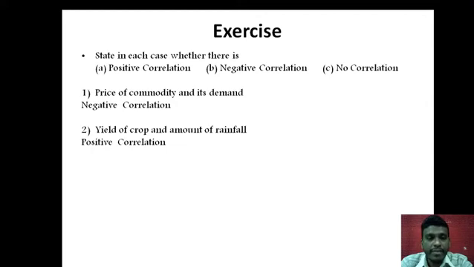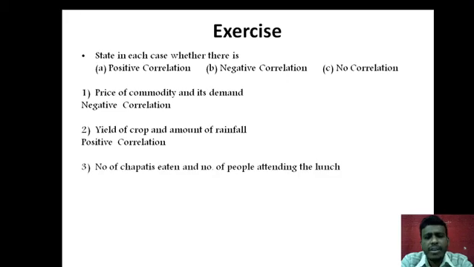The third example or the third question. Number of chapatis eaten and number of people attending the lunch. Suppose there is a lunch and people have come there to have lunch. So is there a relationship between how many chapatis you require and how many people you invite for the lunch? Yes, there is a relationship. If the number of people you have invited for lunch increases, the number of chapatis you have to make also increases. So it follows a positive correlation.